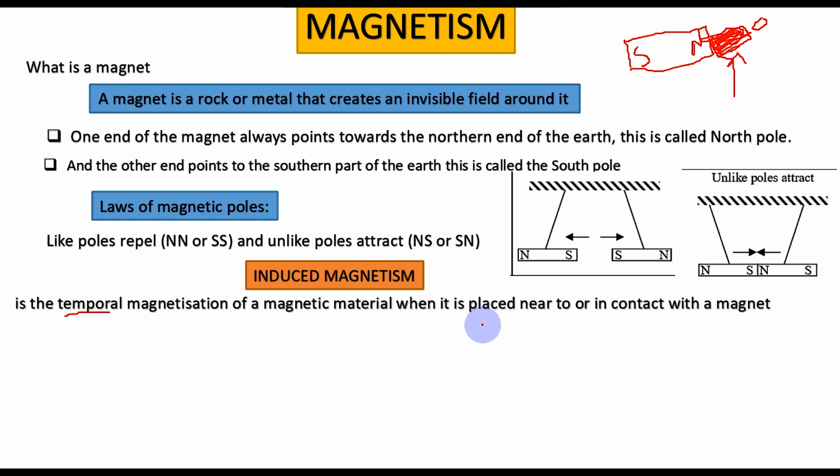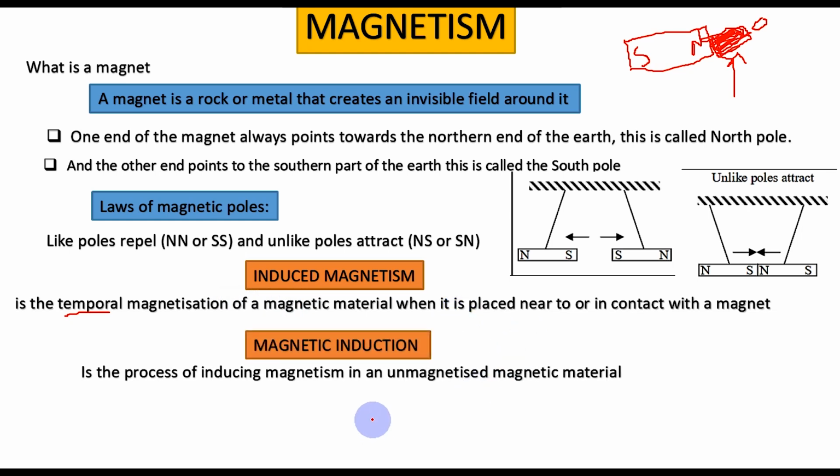All right. So the process of doing this, the process of introducing that temporal magnetization, when you bring your magnetic material closer to that, that is what we call magnetic induction. So magnetic induction is just the process of inducing magnetism in an unmagnetized magnetic material. All right, we proceed.